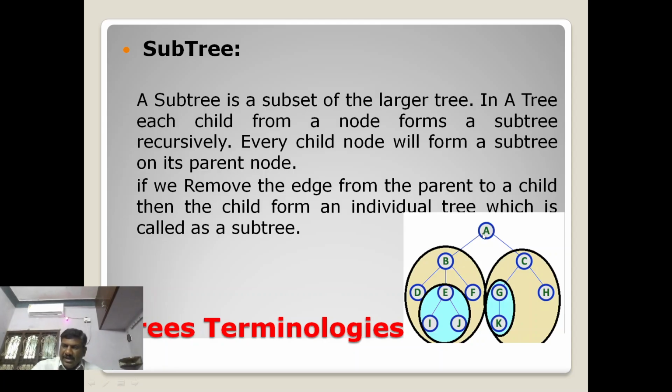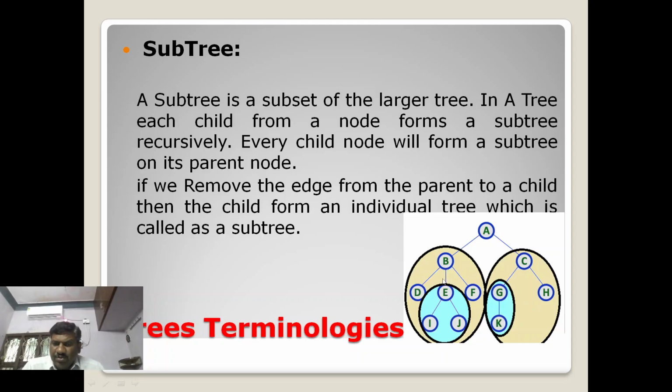Again, A has two children, so two links exist. One link leads you to B, the other link leads you to C. If you remove these links, each becomes a separate tree. So these are said to be subtrees: B is one subtree and C is another subtree.